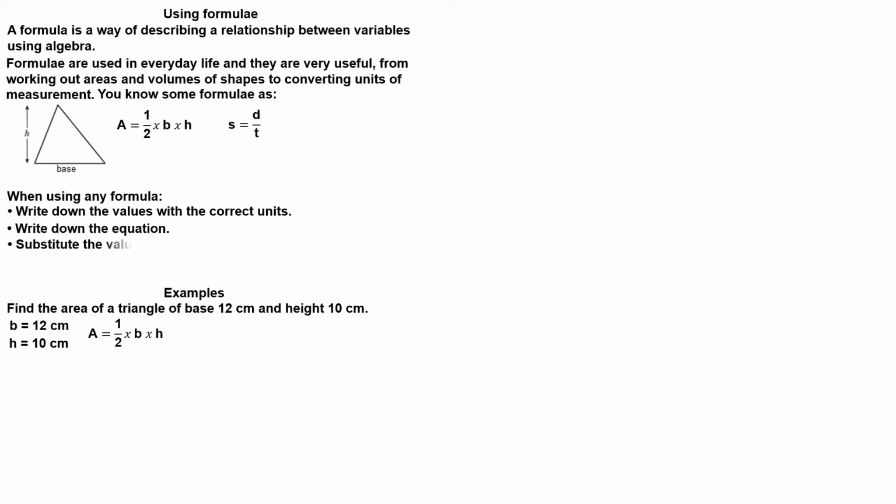Substitute the values. Change b by 12. Change h by 10. Do the working. Simplify to get the area. In short, if we wish to find the value of one of the variables in a formula, and we know the values of the remaining variables, we substitute into the formula and solve the resulting equation.